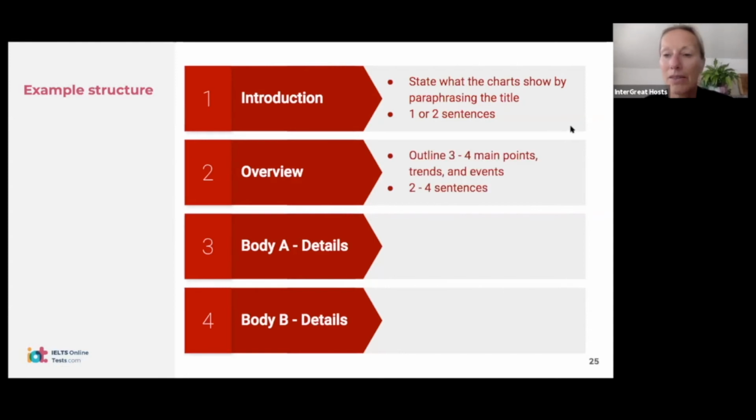Okay, so you outline 3 to 4 main points, trends and events. It's slightly longer than the introduction, okay, 2 to 4 sentences. What about body A? Yeah, so Shirin, that's a good question. So it can, 1 to 2 sentences can be a paragraph. Obviously, it's a short paragraph. But remember, this isn't very long anyway. It's 150 words.